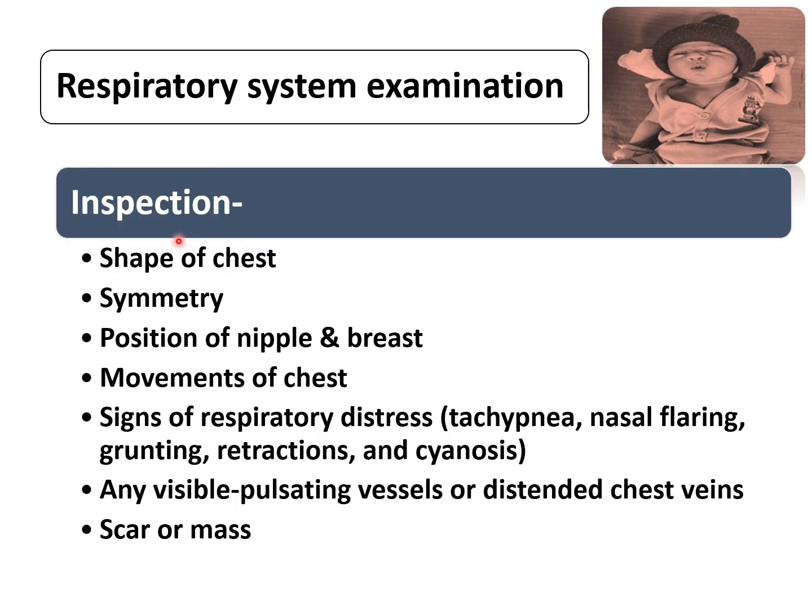After nose inspection, we have to check whether the shape of the chest is normal or not. Then see whether symmetry is present bilaterally or there is any asymmetry. Then check the position of the nipple and breast. Then see whether the movements of the chest are bilaterally equal or not. Then check any signs of respiratory distress, for example, the baby is having tachypnea, nasal flaring, retractions, grunting sound, cyanosis. Then we have to mention it. After that, check whether any pulsating vessels or distended chest veins are visible. Then see whether any scar or mass is visible.